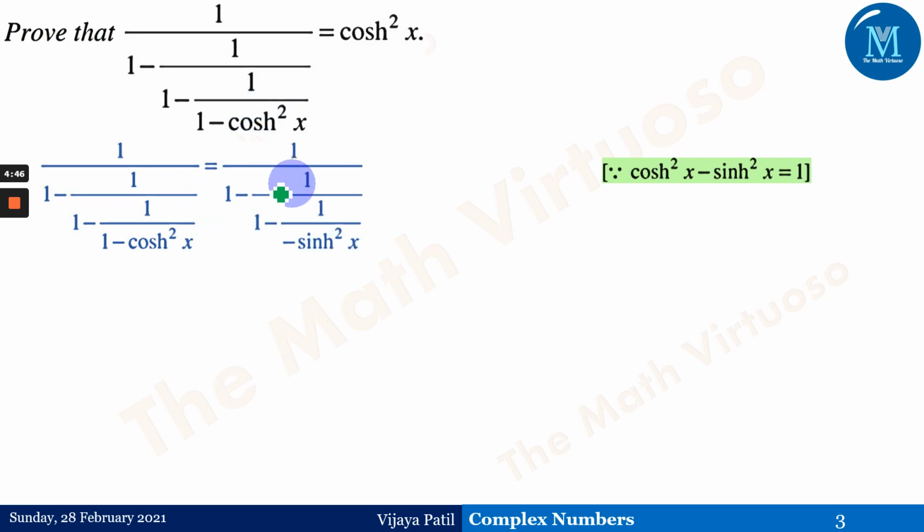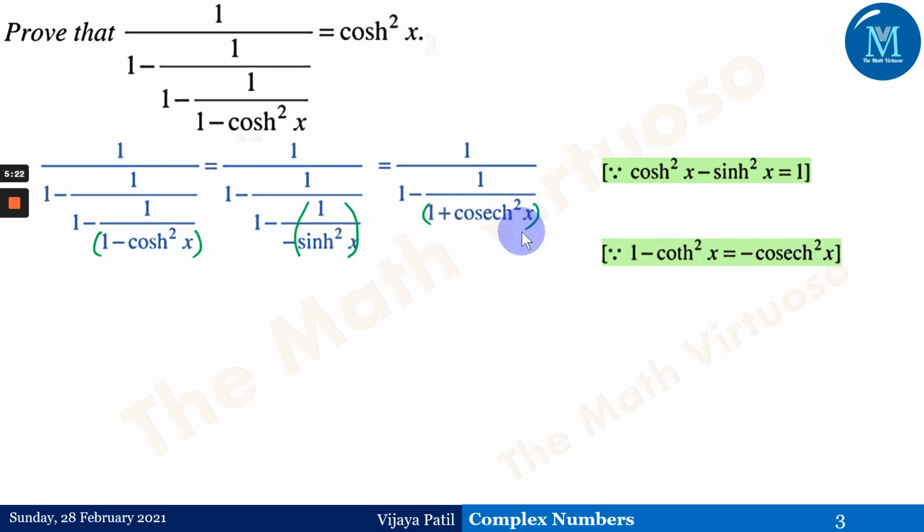We'll be rewriting the LHS of this example as this one. So 1 minus cos hyperbolic square x we have replaced as minus of sine hyperbolic square x. Now again this 1 upon sine hyperbolic square x would give us cosec hyperbolic square x. So this minus will give us plus, and we have written 1 upon sine hyperbolic square x as cosec hyperbolic square x. So we have got this particular identity here.